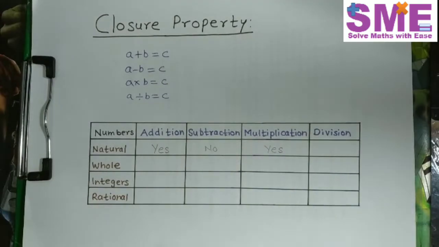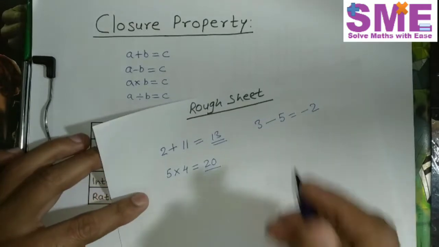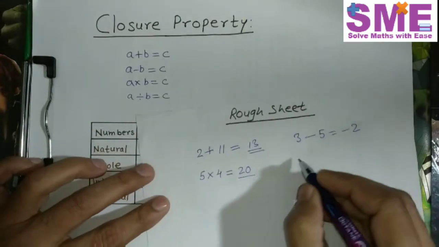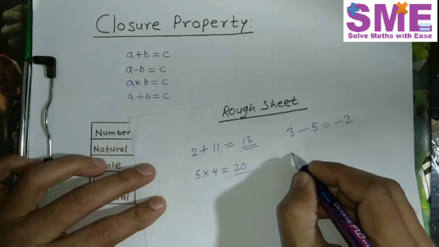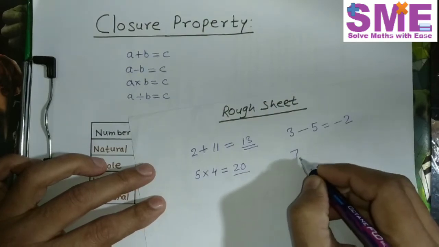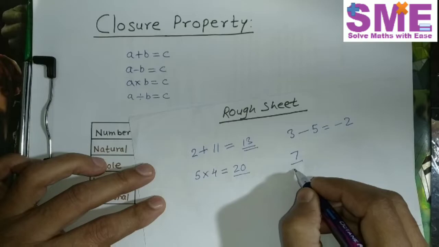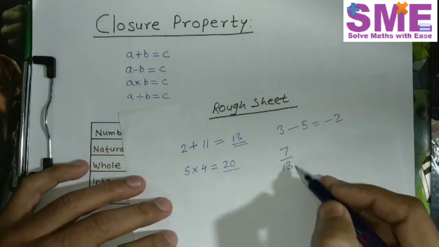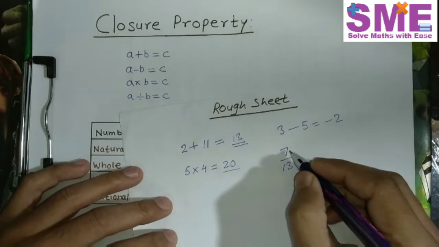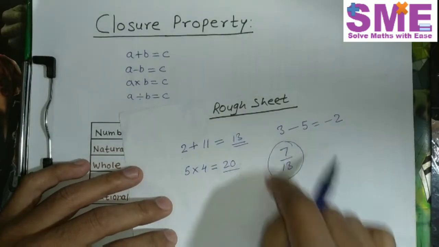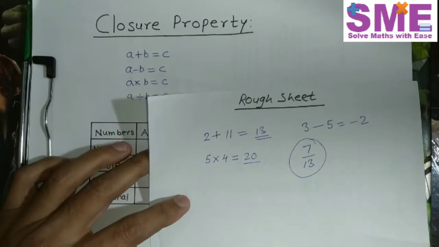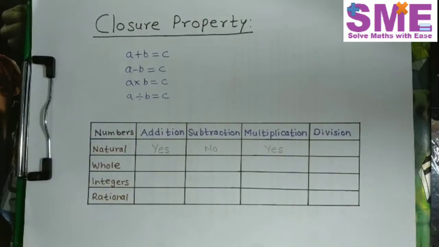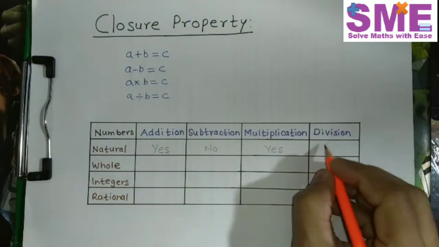And if we perform division for two natural numbers, suppose we divide 7 by 13, these are not divisible. The result comes out to be a rational number. It is not a natural number. So we can say the natural numbers are not closed under division.